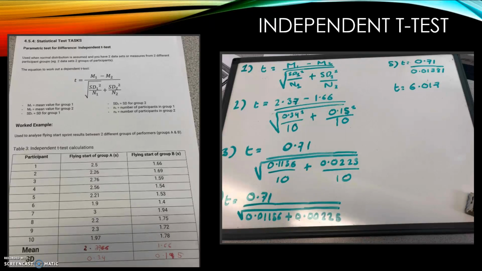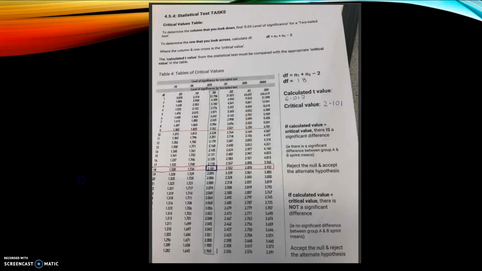We had participants of 10, and then we had a flying start of group A and then flying start of group B. So then we calculate the mean of the first group and then the mean of the second group. Then we calculate standard deviations of both the groups. And on the right shows you the image of the calculations that we've done to get our t-value as 6.017. And then to get the degrees of freedom, that equals n1 plus n2 minus 2, which gives you degrees of freedom of 18.